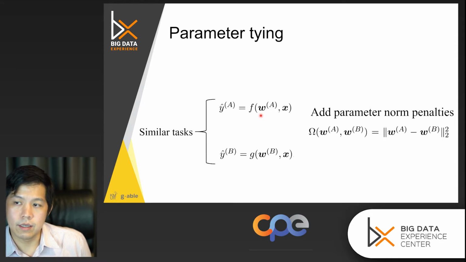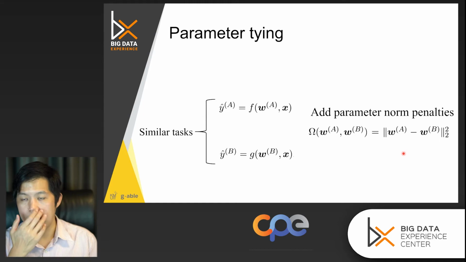But for a task like this one, with parameter tying, the idea is that you have similar tasks. Doing A, you use function f with w_A. Doing B, in the other part, you have g with w_B. And you are saying that the difference between the w's should be small, so you add a norm penalty to that.